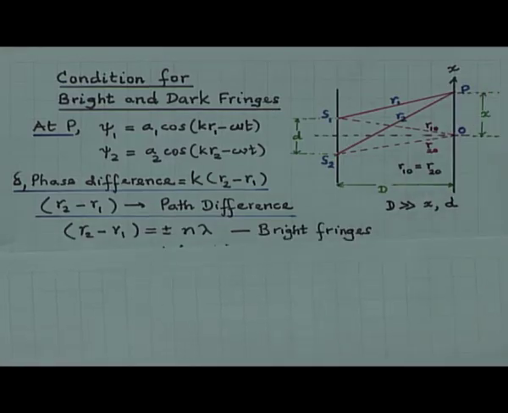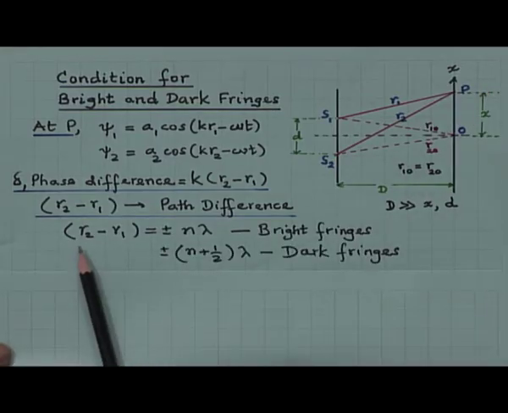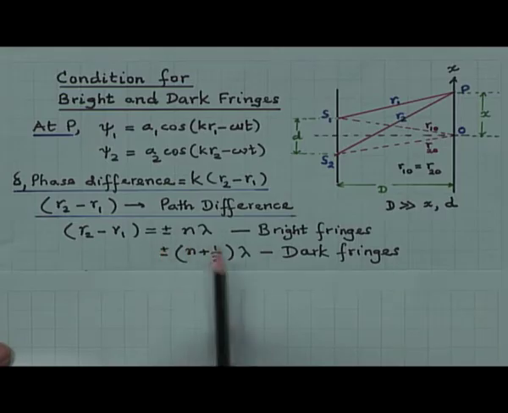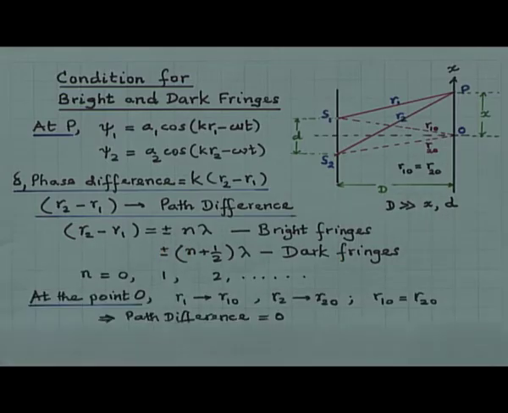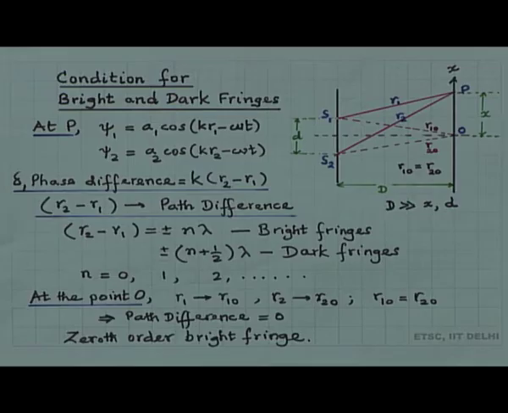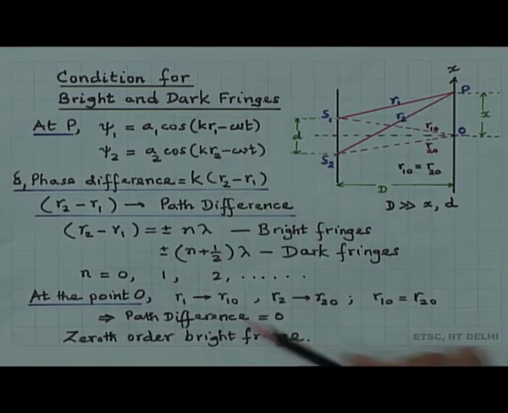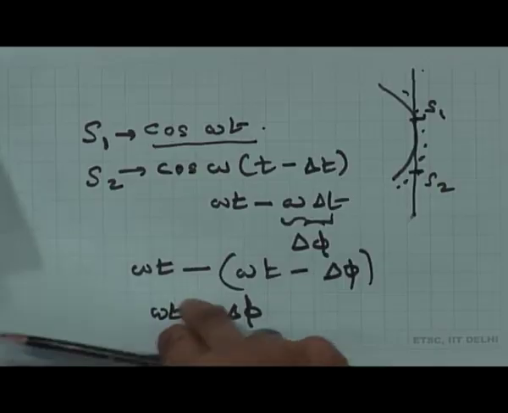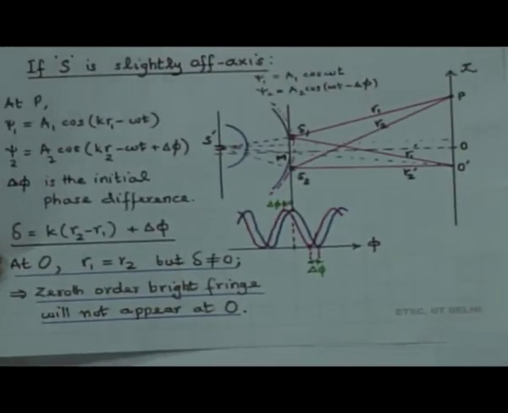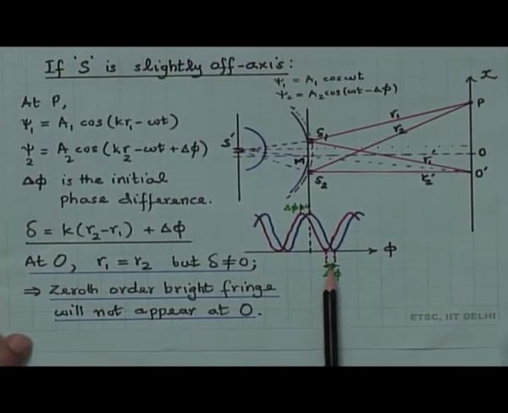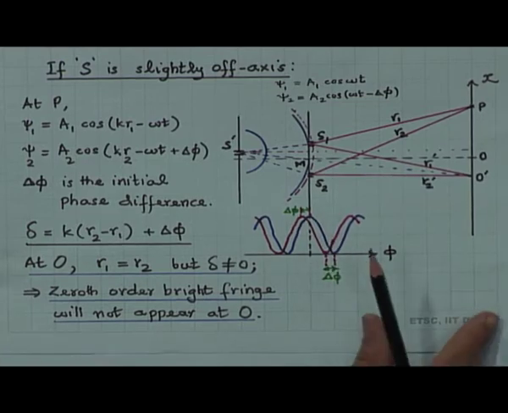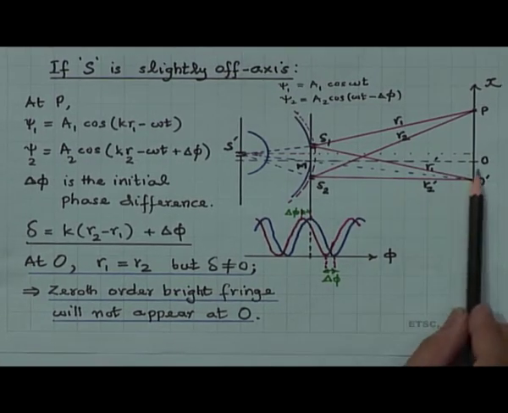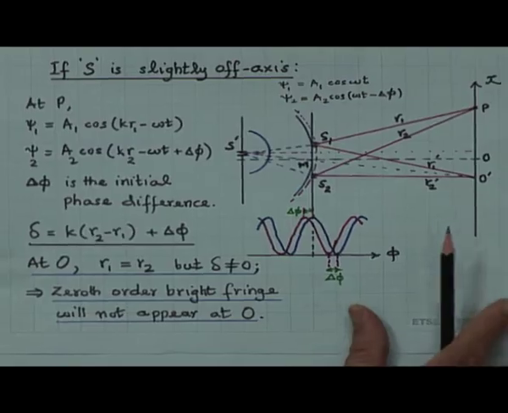We have already seen this in detail, and r2 minus r1 equal to plus or minus n lambda is the condition for bright fringe, and there is a corresponding condition for dark fringe here. So, this we have already seen. Now, with the delta not equal to 0, let me show this slide now. This slide we have seen, and I have shown that there is a finite delta phi here, and at this point delta is not equal to 0.